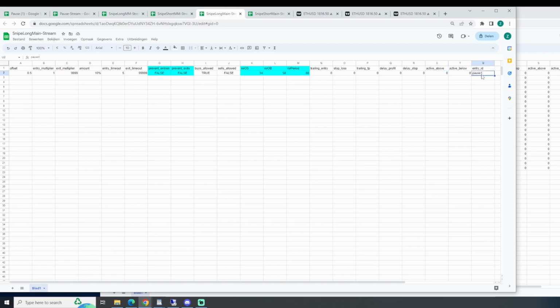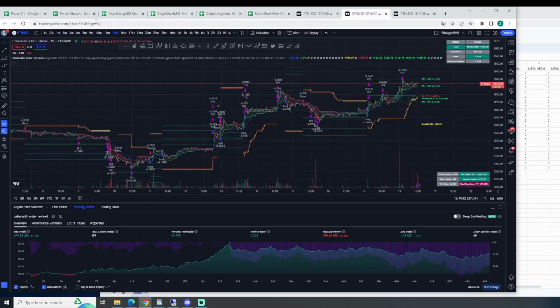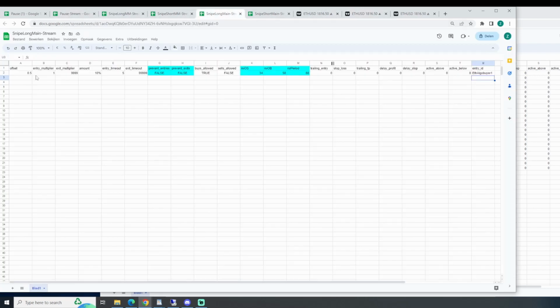Now, we're going to give this agent an agent name, an entry ID. This is very important because in your system, no agents can have the same name, because this will stop the bot from working. So let's give this an original name. Let's do it ETH-Algo buyer 1. This is our first ETH-Algo buyer. So whenever the ETH algorithm gives us a long signal, we will be running this particular agent that we created. Let's go to the next one, which is the snipe short main.